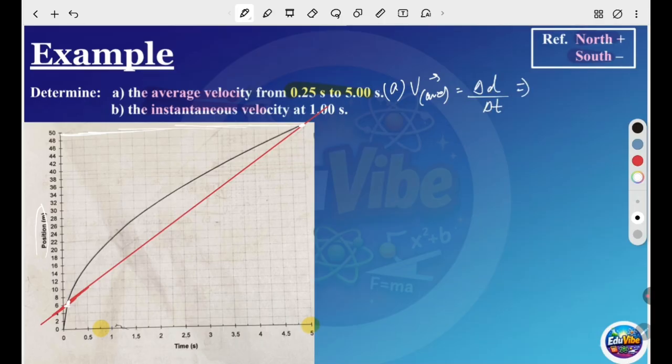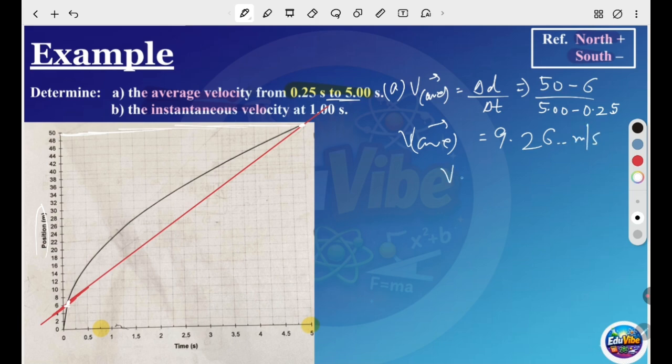For delta d, we firstly have 50 minus 6, upon the time, which is from 5.00 seconds to 0.25 seconds. And when we find this, we get 9.26 meter per second. We need 2 significant figures for this, so we get 9.3 meter per second. So that's how you can find the average velocity from the secant slope.